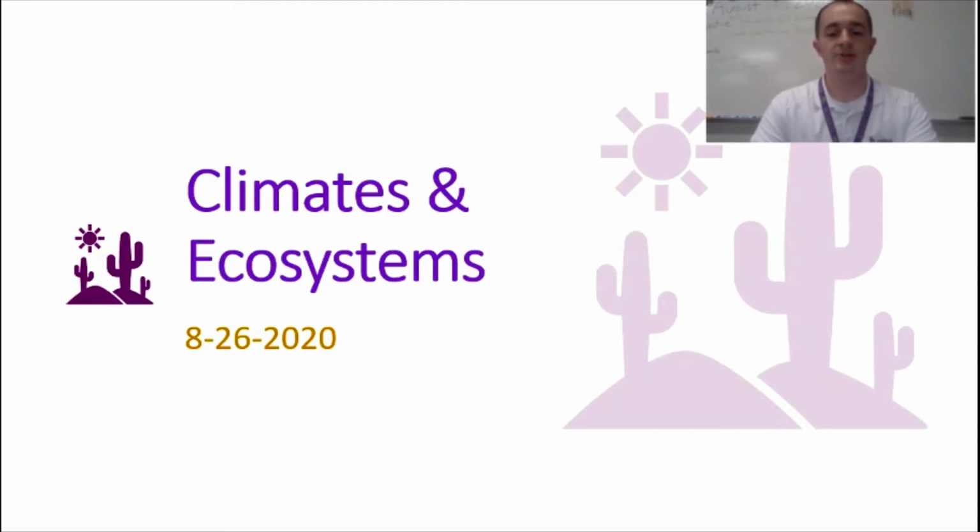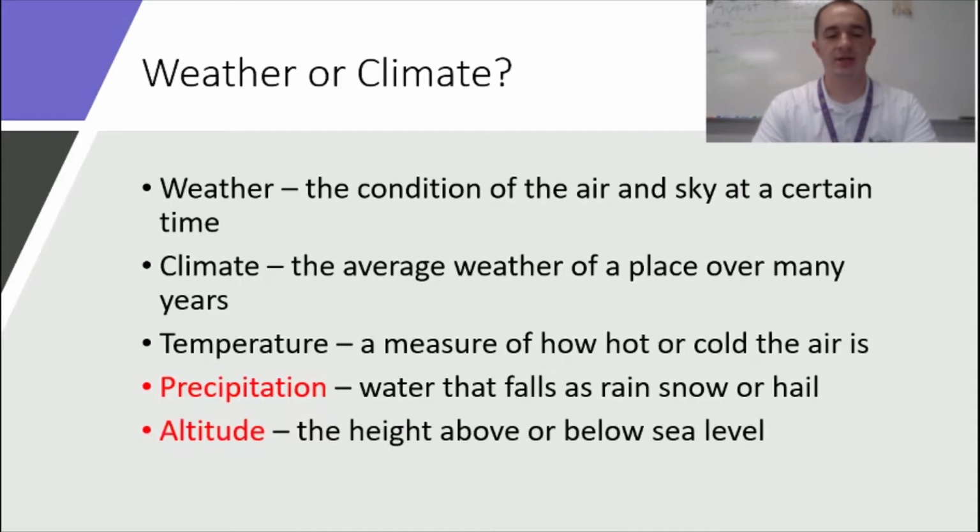So today we are discussing climate, what the climate is, what it isn't, and the various types of climates. So first we need to differentiate between weather and climate. So weather is the condition of the air and sky at a certain time. So think storming, partly cloudy, temperature, those are all part of weather.